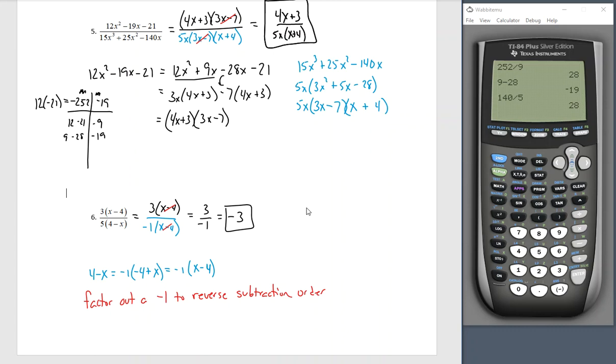All right, so to simplify rational expressions, you're going to factor the numerator and denominator completely if possible, cancel common factors, and then leave it how you found it.